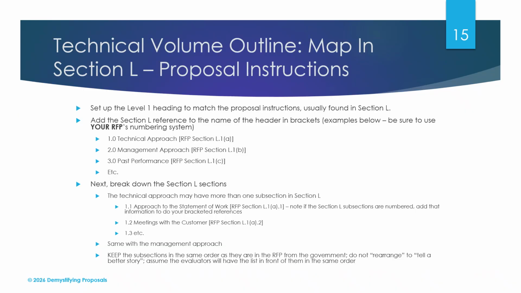For your technical volume proposal outline, set up your level 1 headings to match the proposal instructions, usually found in section L. Add the section L references to the name of the header in brackets. So, for example, if the first section that you need to add based on your proposal instructions is technical approach, that would be 1.0 Technical Approach with the brackets for RFP section L1A in this example.